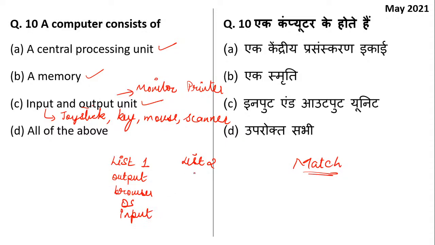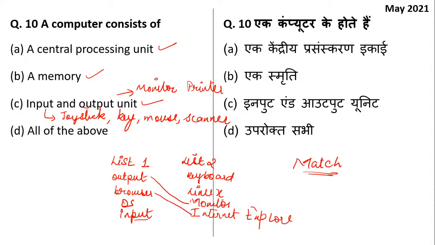And then you have to match these things, like keyboard, then they can say Linux, then they can say monitor, and output device. What is left? Okay, Internet Explorer. What you have to do is, for these match the following, you have to match output device. What is output device? You have your monitor. Browser, you have Internet Explorer. Operating system is Linux. And input device is keyboard.